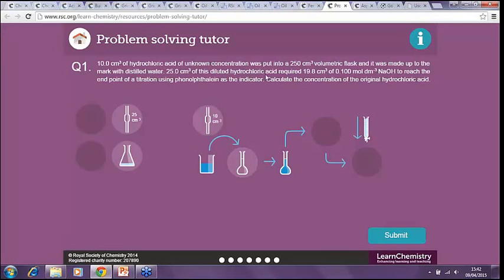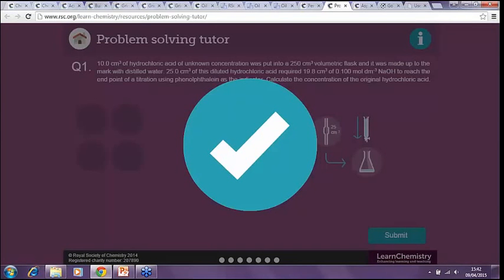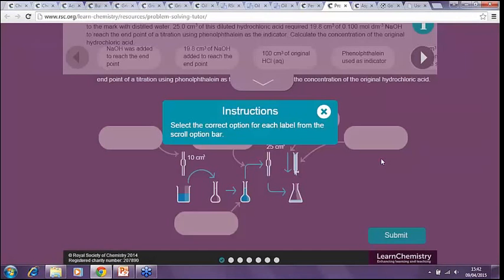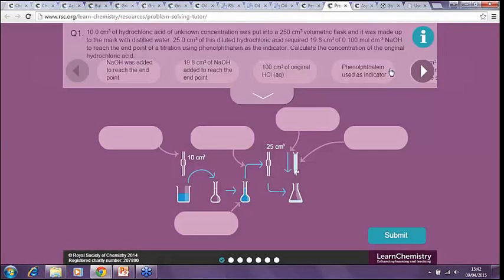was required, of this diluted hydrochloric acid required 19.8 centimeters cubed of 0.1 mol per decimeter cubed sodium hydroxide. So again, I need to pipette that, and I'm going to pipette it into a conical flask. Okay, so I'm going to submit that. So then it's going to ask me to label what's happening at each stage. Okay, so we've got different options here. So you can see an example here.